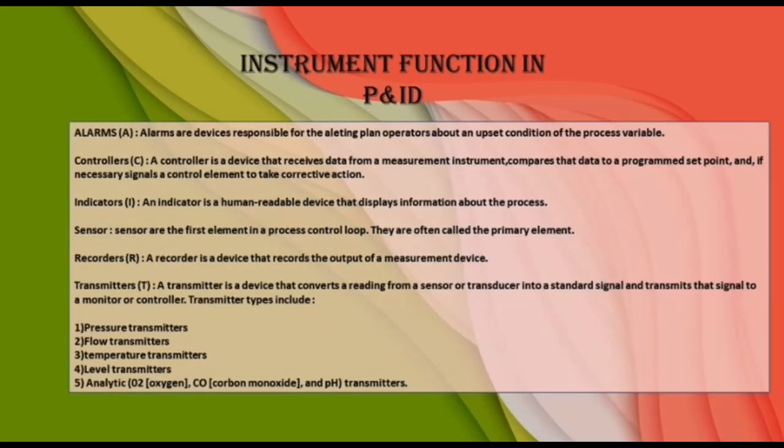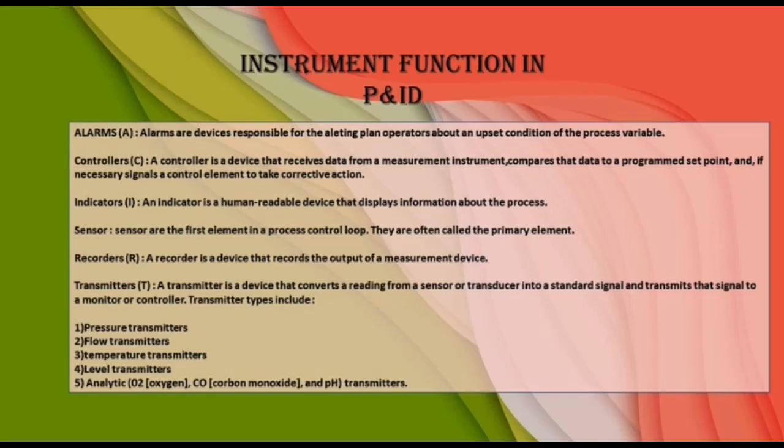Okay, next, we move to instrument functions in P&ID. There are a few components used in instrument functions in P&ID, which are alarm, controller, indicator, sensor, recorder, and the last one is transmitter. Alarm is a device responsible for alerting the plant operator about an upset condition of the process variable.